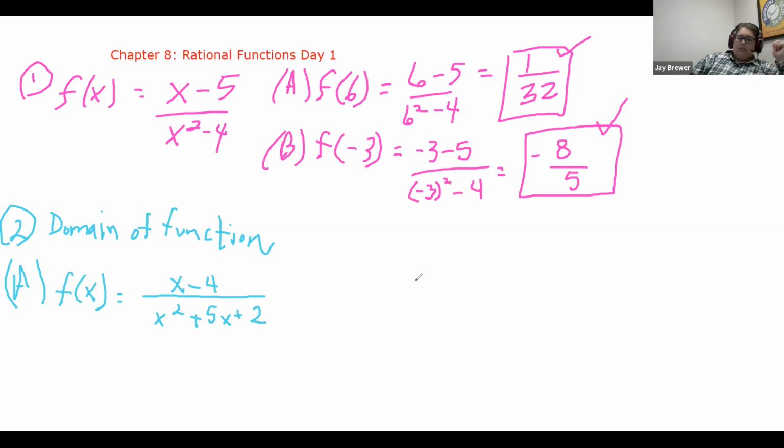So let me ask you this. 0 is a number, right? 0 is a very valid option for an answer choice for you, correct? When can you not have 0? When is 0 not allowed? When it is what?